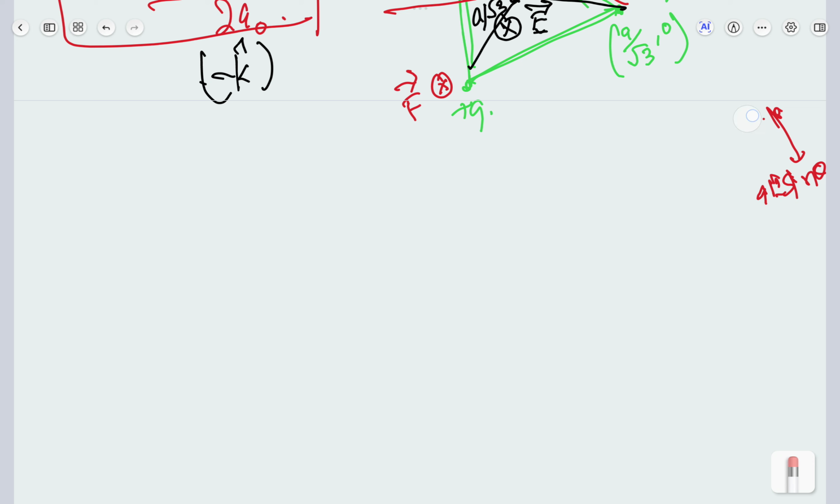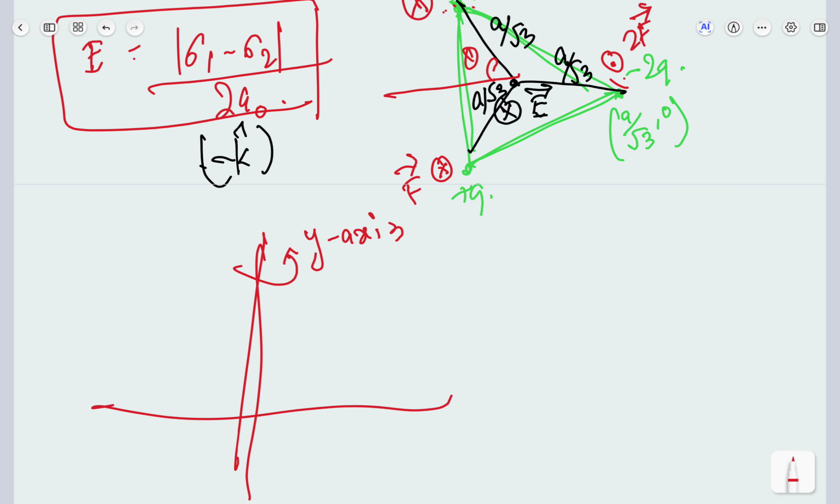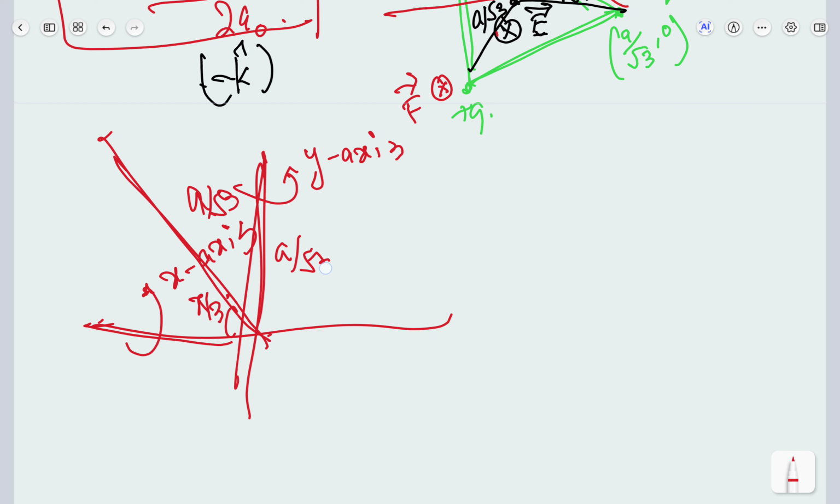One rotation is going to be along the y-axis, and one is going to be along the x-axis. This A by root 3 point is at an angle; the total angle was 120 degrees, so this would be 60 degrees, so this is pi by 3. So at some pi by 3 angle, this would be A by root 3 sine pi by 3, and this is A by root 3 cos pi by 3, and the same for the one below this, right?